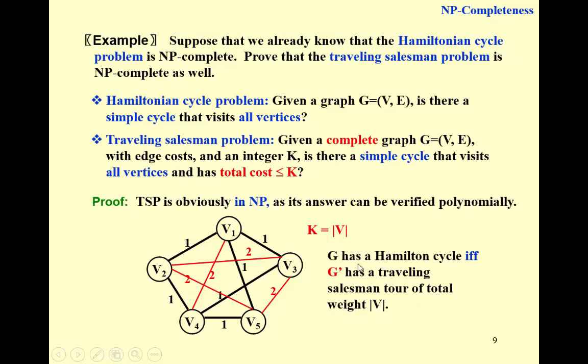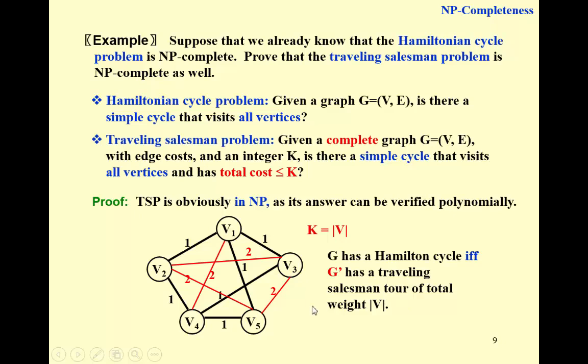It's not so hard to prove, right? If we start from G having a Hamilton cycle, then it means that we do have a simple cycle that visits all the vertices and consists of only those black edges, and therefore the total cost of that Hamilton cycle is what? It must be equal to V, because each edge has to be black and has the weight 1, and there are a total of V edges in the cycle. So this is true.